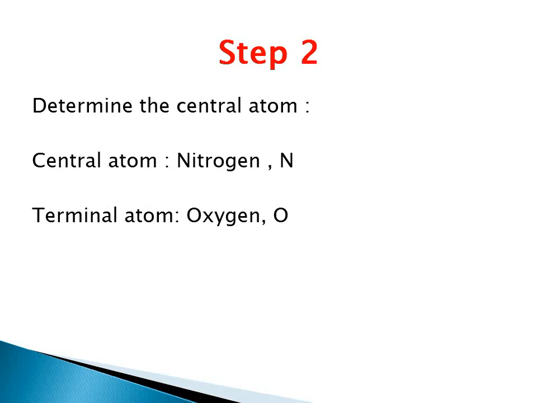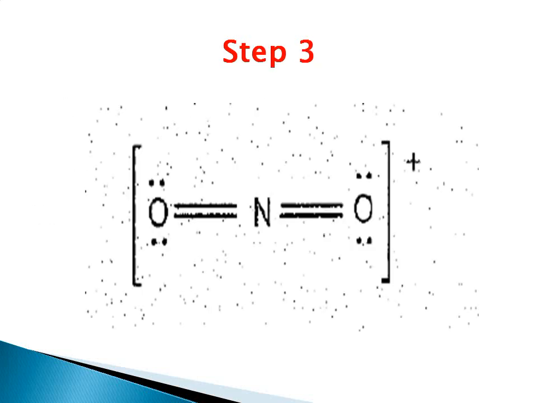The second step is determining the central atom. We select the more electropositive atom as the central atom. So in this case, nitrogen will be the central atom and the terminal atoms will be oxygen. For step 3, we draw the skeleton structure first. You can see that we have already drawn the structure.